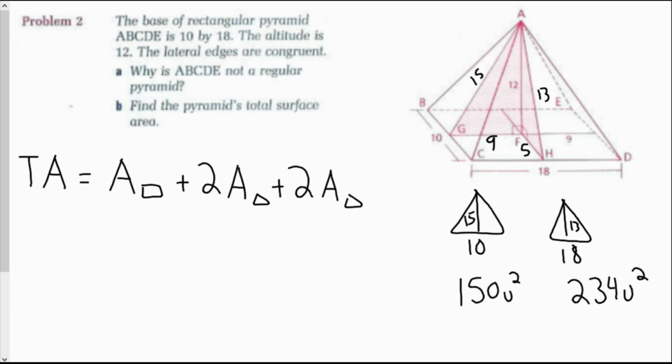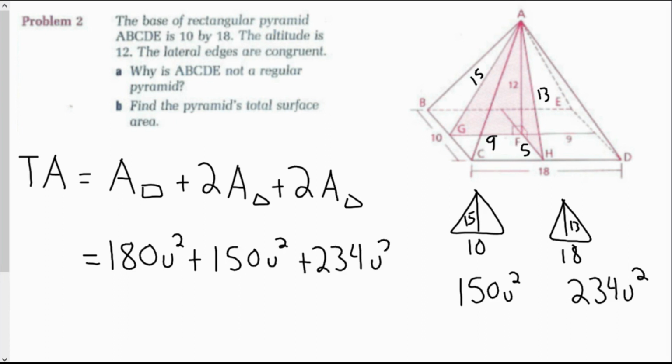So now if I want to find my total area, I would add the area of the triangles to the area of the rectangle. Notice the area of the rectangle would be 10 times 18, which is 180 units squared. The area of my two triangles was 150 units squared and 234 units squared. Adding these together will give me a total area of 564 units squared.